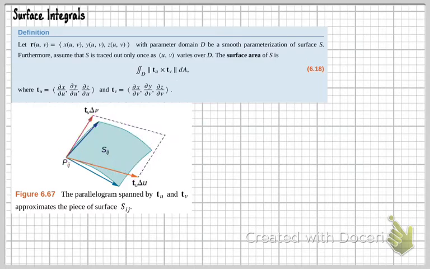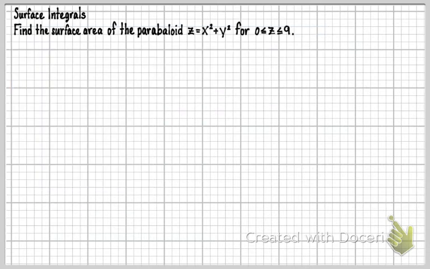So we're going to take one of our previous problems just to get an idea of how this formula actually works, and then we can see this in action. So here we go. This problem says find the surface area of the paraboloid z equals x squared plus y squared for z between 0 and 9.